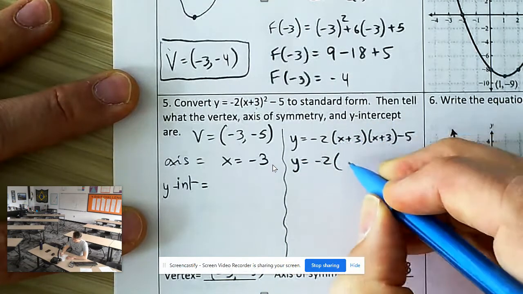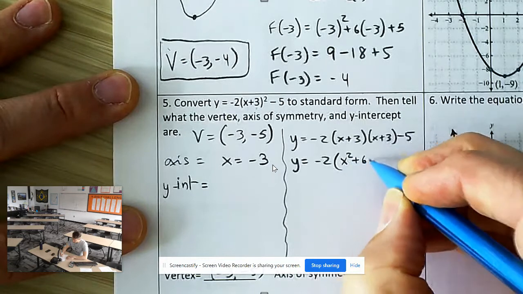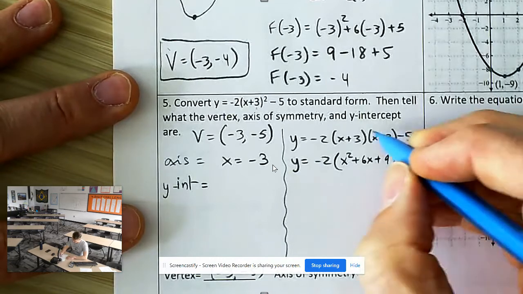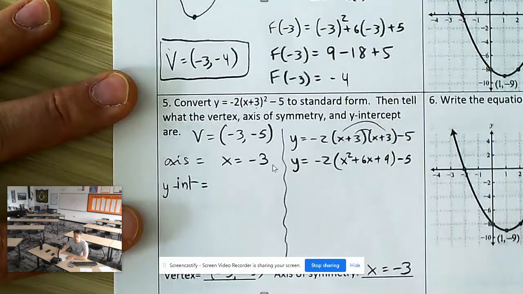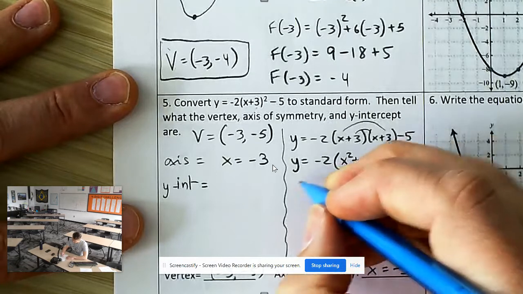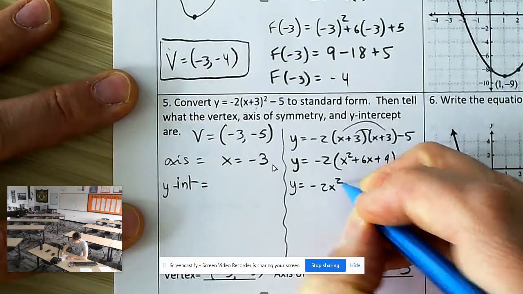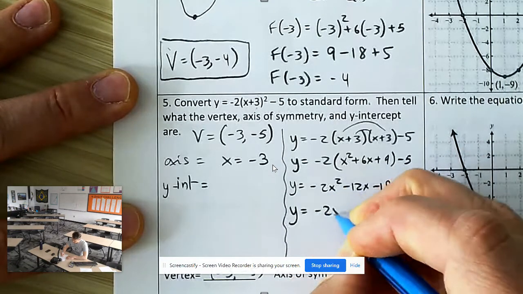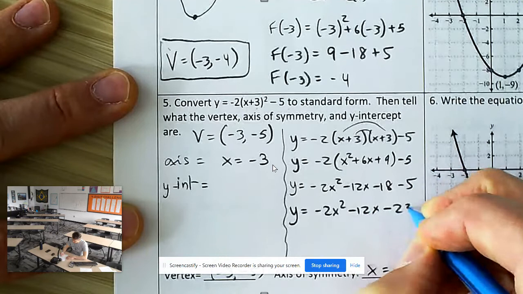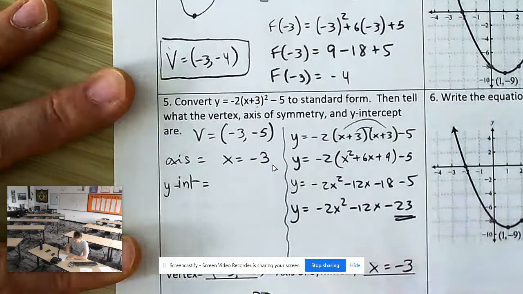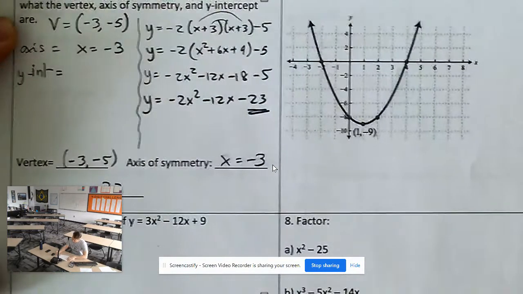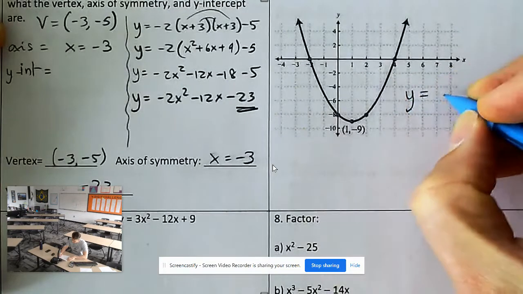So multiplying x plus 3 times x plus 3, I'm going to get x squared plus 6x plus 9. I did a little bit of work in my head there, but you guys are getting good at this, right? That times that gives me 3x and another 3x, so 6x. Distributing the 2, negative 2x squared minus 12x minus 18 minus 5, which gives me a final standard form of that. So my y-intercept is going to be negative 23. There you go. Number 6, write the equation of this graph in vertex form. Okay, vertex form is generally this.